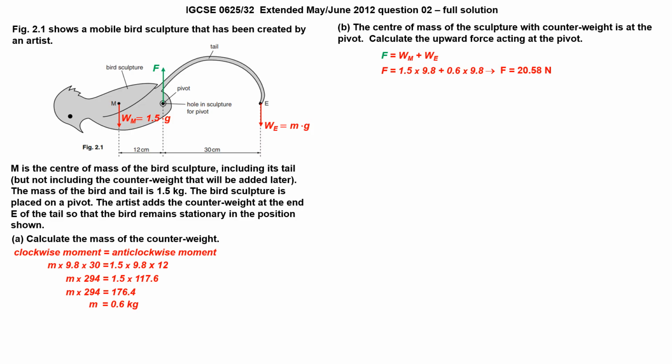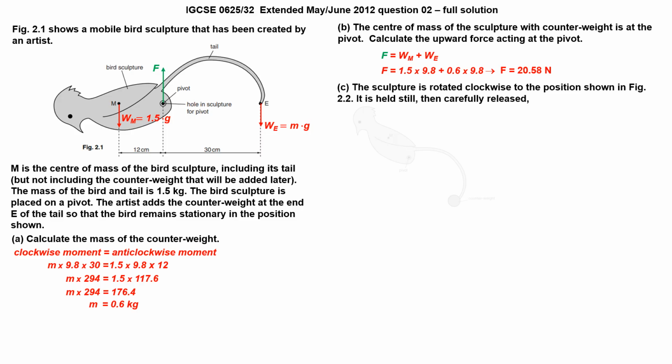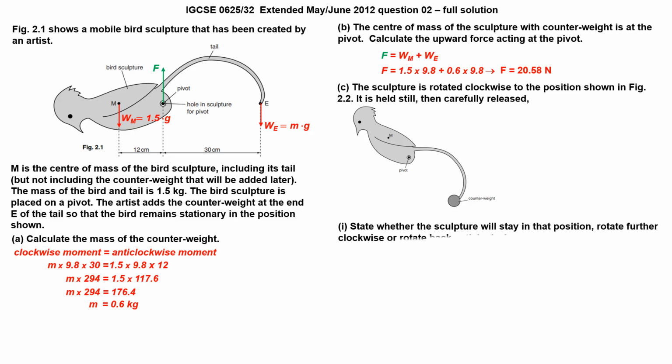The sculpture is rotated clockwise to the position shown in figure 2.2. It is held still, then carefully released. State whether the sculpture will stay in that position, rotate further clockwise, or rotate back anti-clockwise. It stays in position because it is balanced.